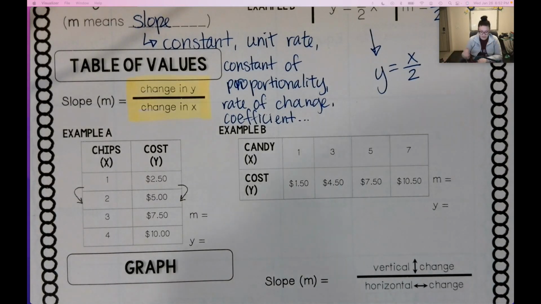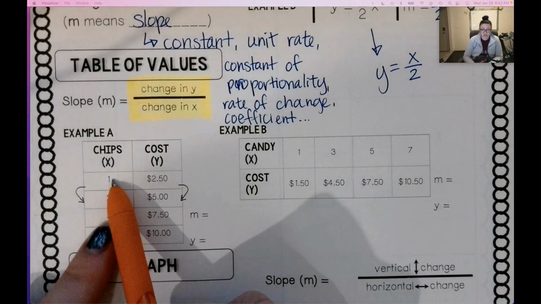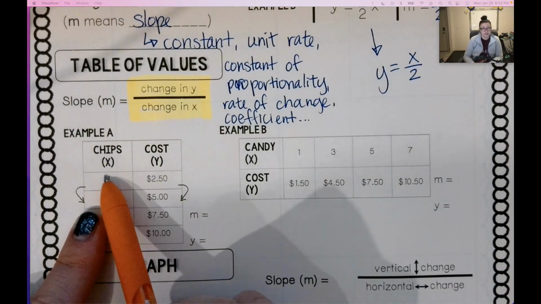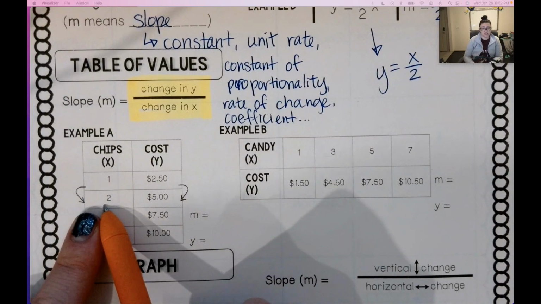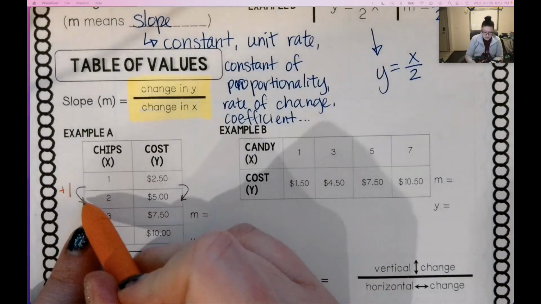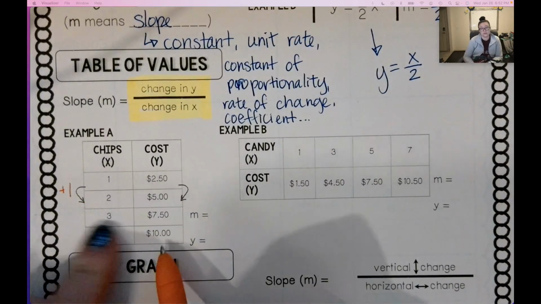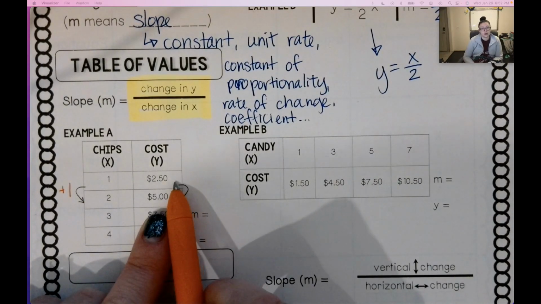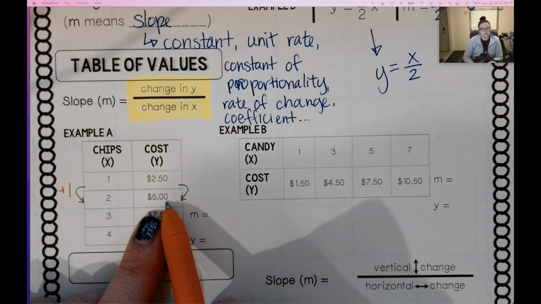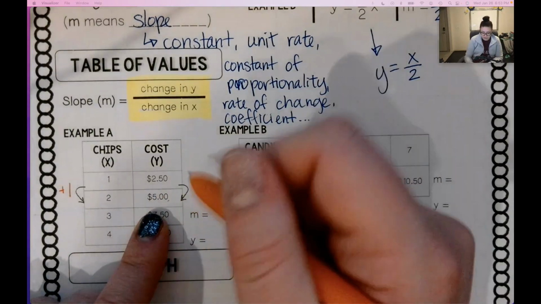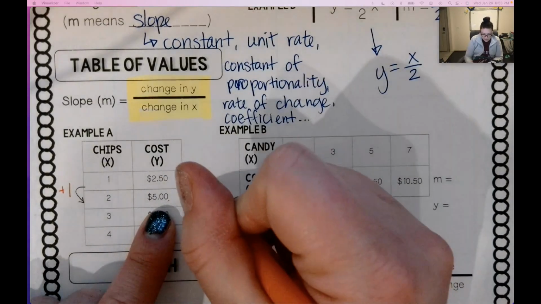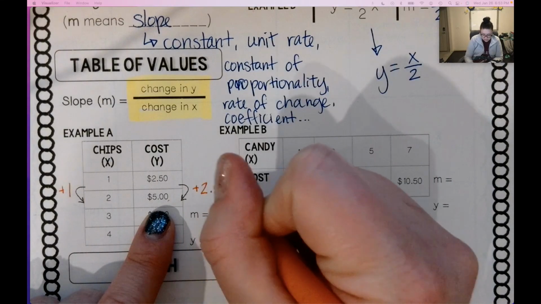So if we take a look here, on my chip side, I go from 1 bag of chips to 2 bags of chips. So how did our numbers change? We added 1. We increased by 1. Over here, our cost for 1 bag of chips was $2.50, and then it went up to $5. How much did we add for each bag of chips? We added $2.50.